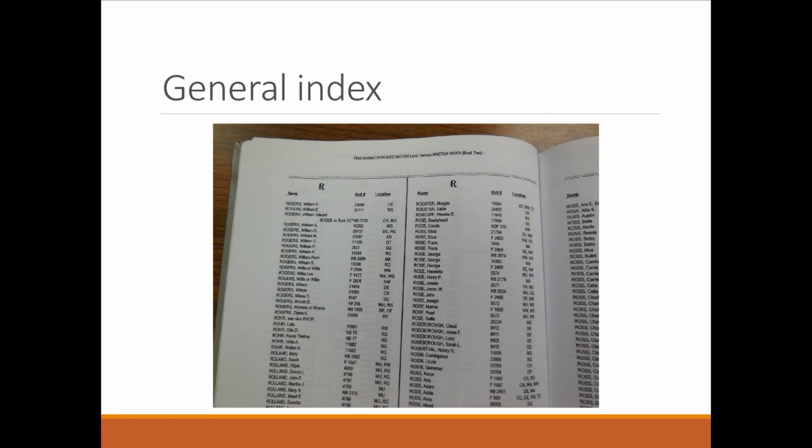And fortunately, these just have the names, and then it has the Dawes number, their individual Dawes number. And then it has the county their allotments were in. Notice there's abbreviations. This MB is newborn.